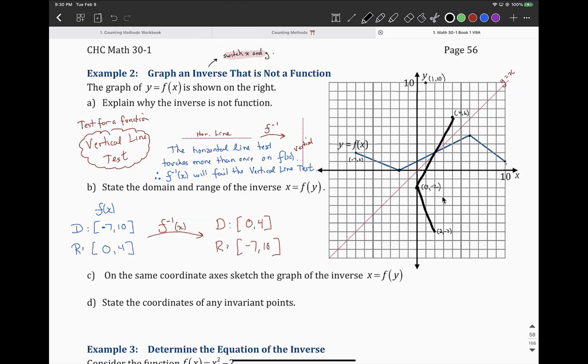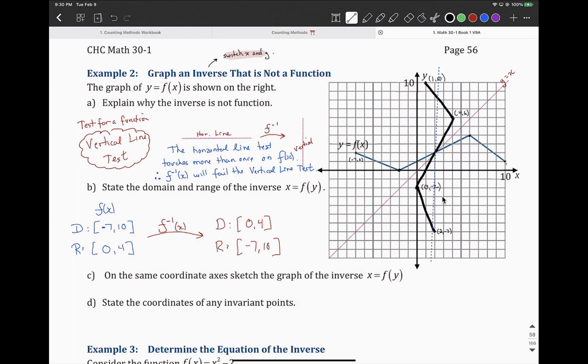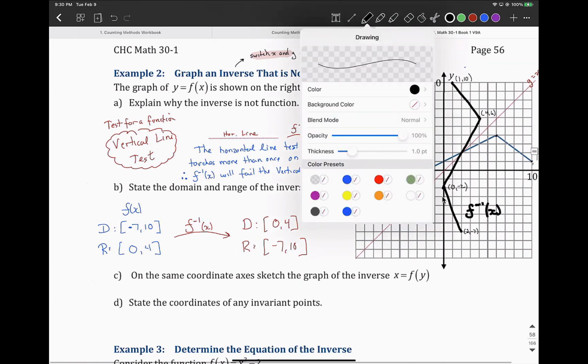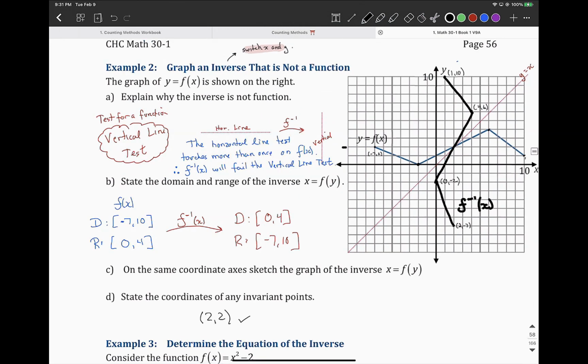This does not pass the vertical line test. As you can see, a vertical line fails this graph. The domain checks out, 0 to 4. The range checks out, -7 to 10. And all is good. That's a really nice reflection. This is the graph that we would call f of -1 of x, the inverse function. And I do see an invariant point. That invariant point was on the line of reflection, and it looks like 2, 2 was the only coordinate that didn't move.